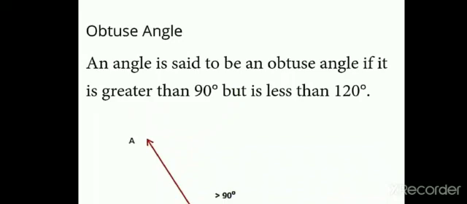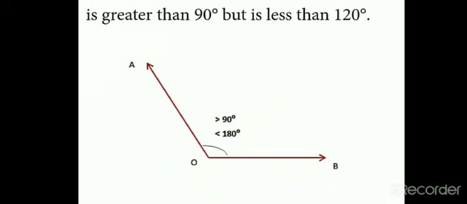Obtuse angle. An angle is said to be an obtuse angle if it is greater than 90 degrees but less than 120 degrees. Okay, an angle is said to be obtuse if it is greater than 90 degrees and less than 180 degrees, sorry, it has been given wrongly, I have typed it wrongly, it is not 120 degrees, it is 180 degrees. So it is greater than 90 degrees and less than 180 degrees. That's why we call it an obtuse angle.